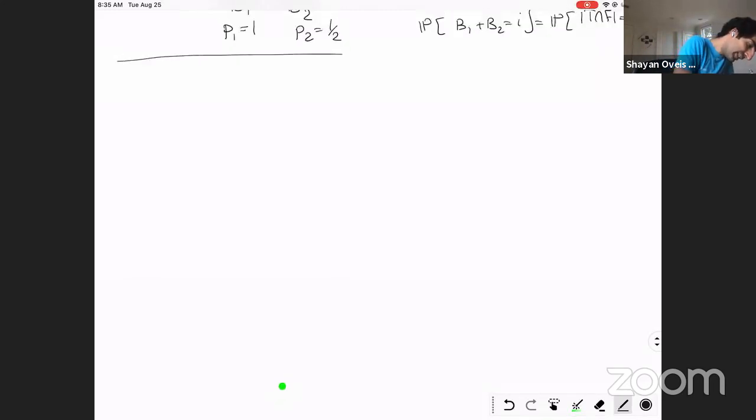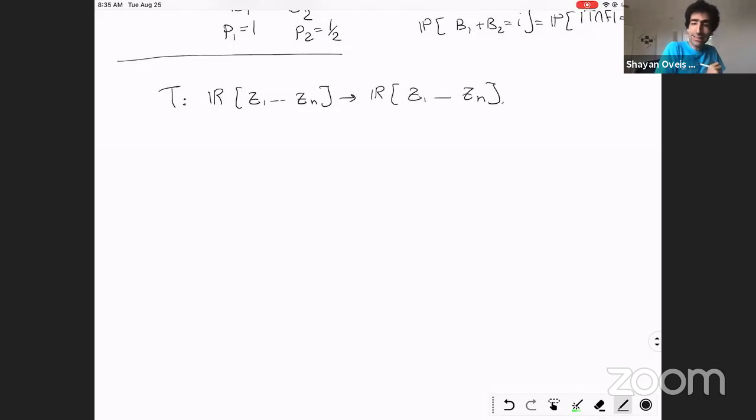Let's say you have this operator T, which acts on polynomials. What T does is that it maps polynomials with n variables to another polynomial with n variables. And how does it act? I want to think of T as a differential operator.